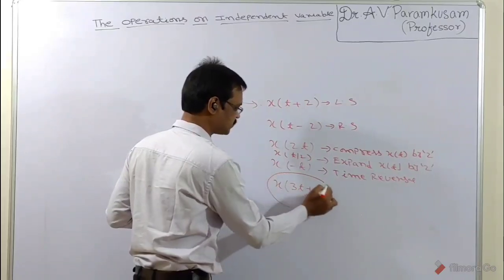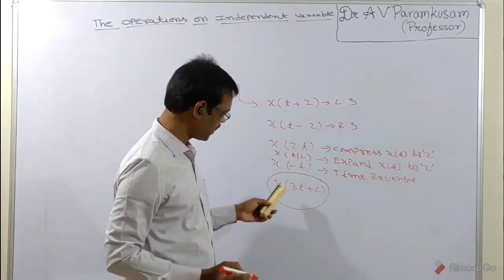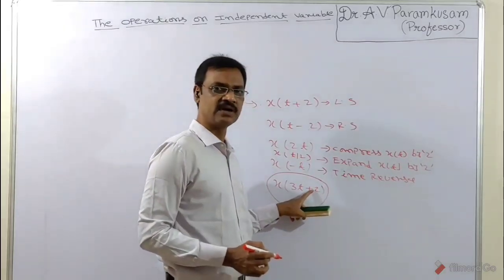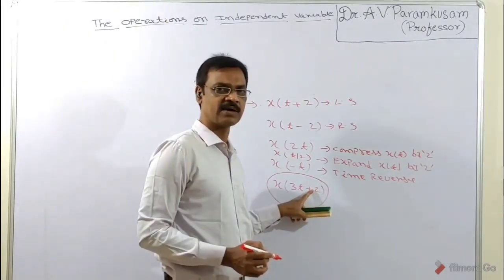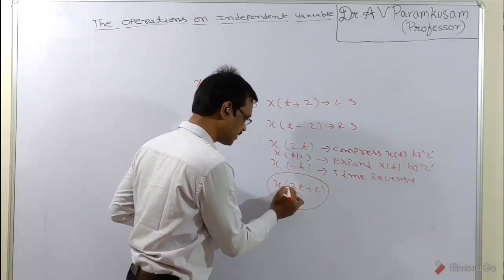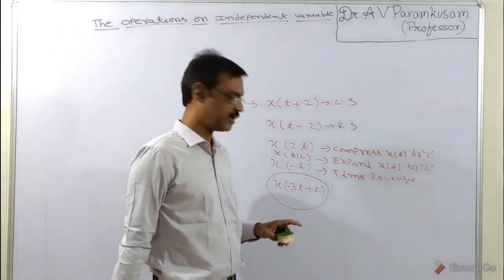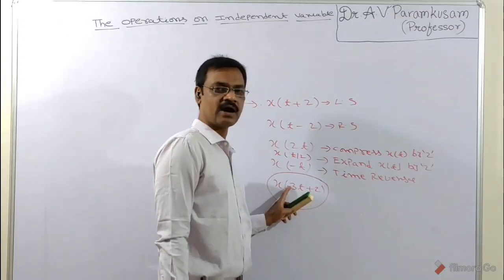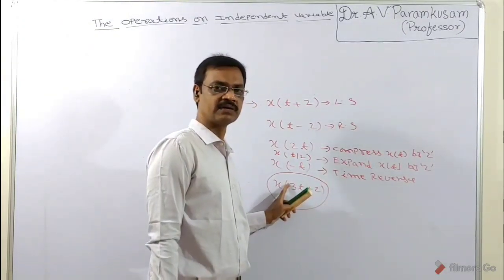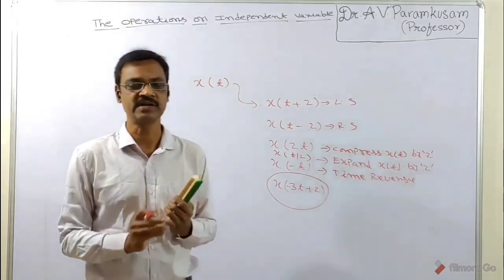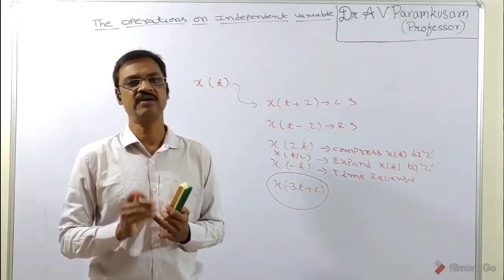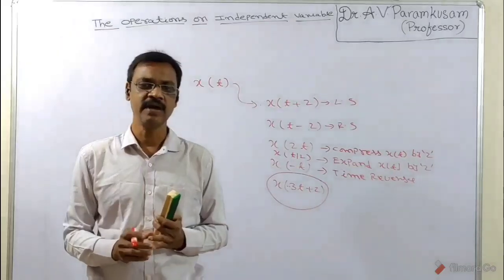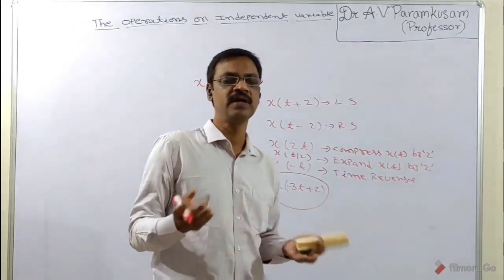Finally, x of 3t plus 2. In order to find x of 3t plus 2, both time scaling as well as time shifting operations are there. For example, suppose x of minus 3t plus 2 is there. In this case, time shifting, time scaling and time reversal, 3 operations are involved. Now the question is which operation has to be performed first, which second, and which third.